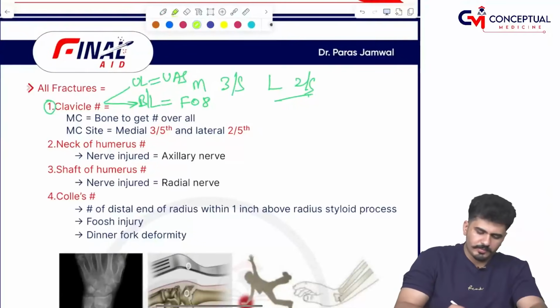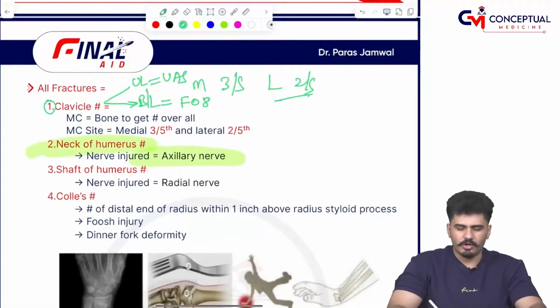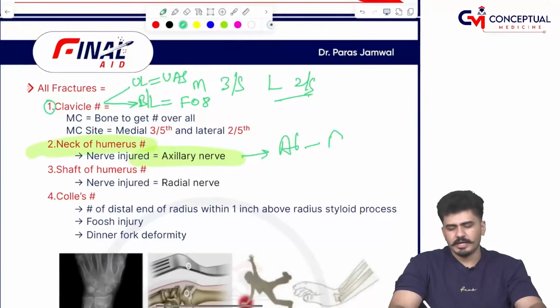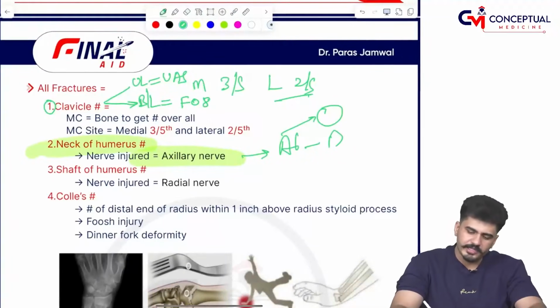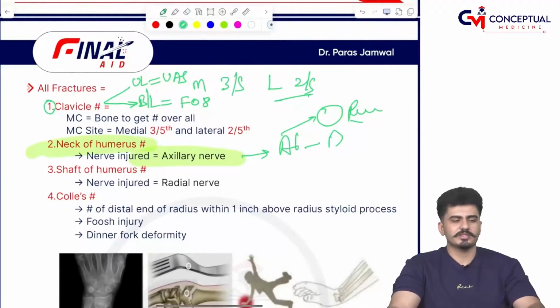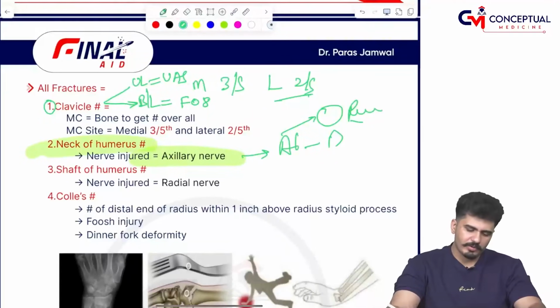Now, sir, let's talk about the neck of humerus. The nerve injury is axillary nerve. Yesterday only we talked about abduction being lost because it supplies the deltoid, and its branch supplies the sensory area. That is why regimental badge sensory loss will be there, sir. Yesterday only we talked about this, sir.